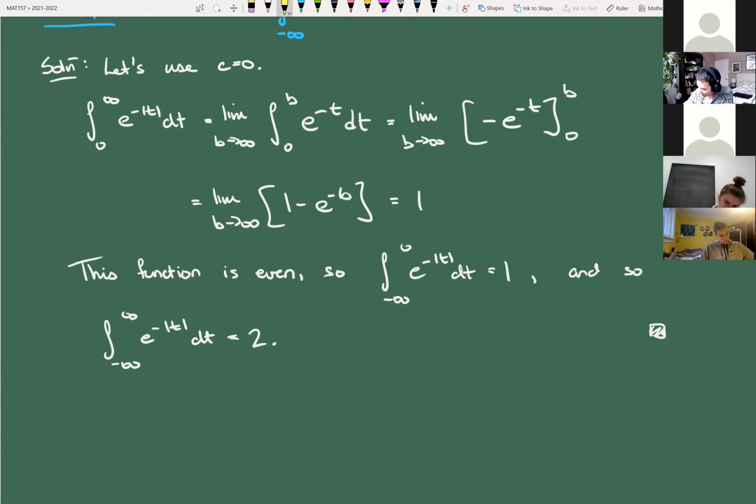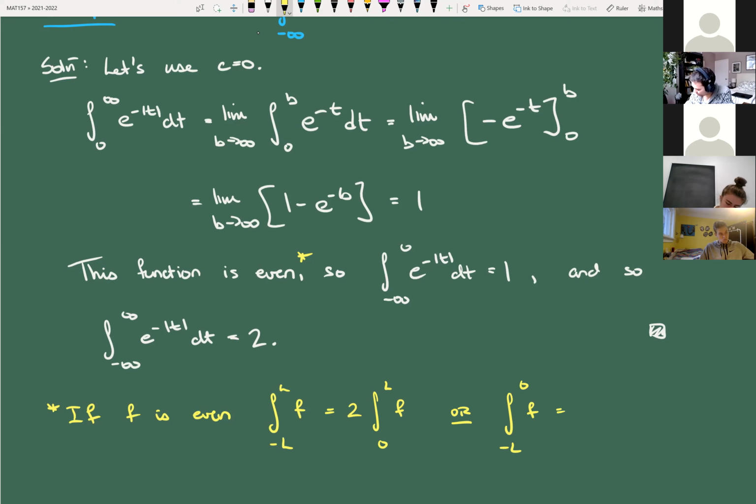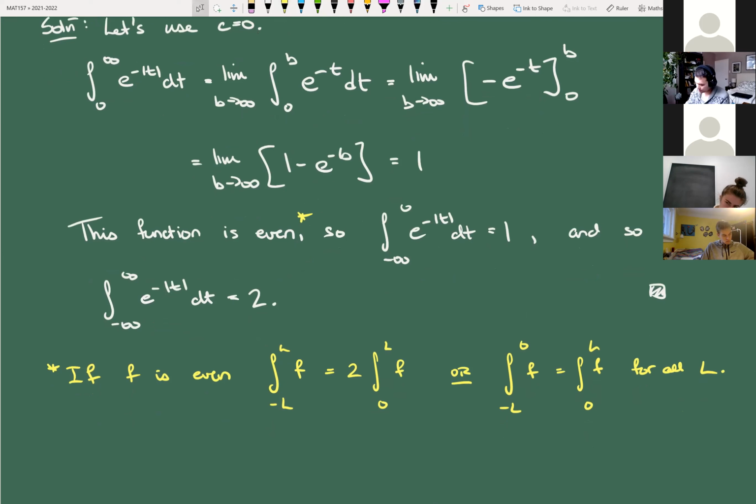Okay, and here I did use a fact, the following fact. So if f is even, then the integral from negative L to L of f is 2 times the integral from 0 to L of f. And if it's odd, the integral is 0.